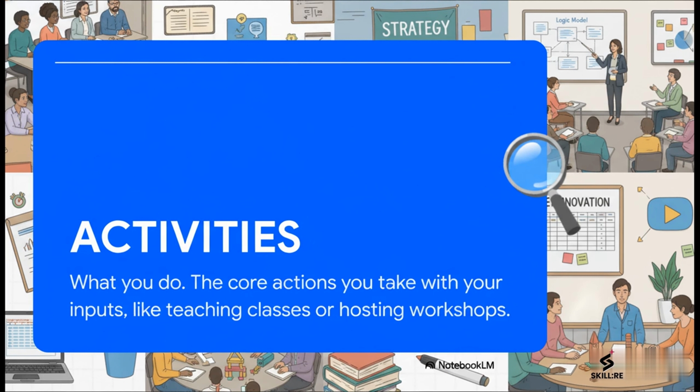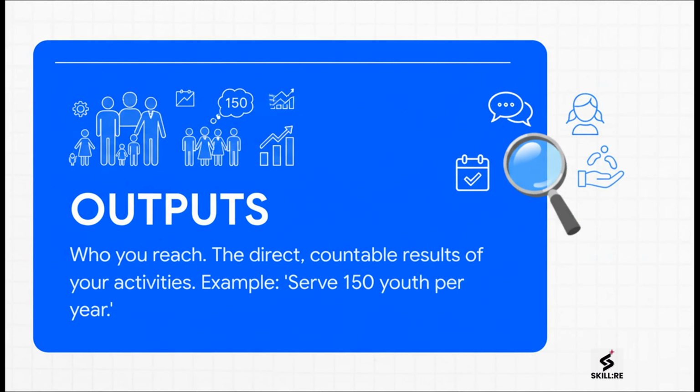Next, activities. So you've got all your resources. What do you actually do with them? Well, that's this box. These are your core programs, your services, the classes you teach, the meals you serve, the workshops you run. This is the day in, day out work. And all those activities lead directly to your outputs. This part is all about the numbers, the things you can literally count. We served 150 kids this year. We held 50 workshops. These are the direct, quantifiable results of all your hard work.